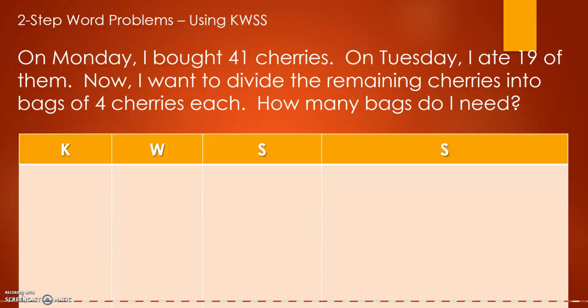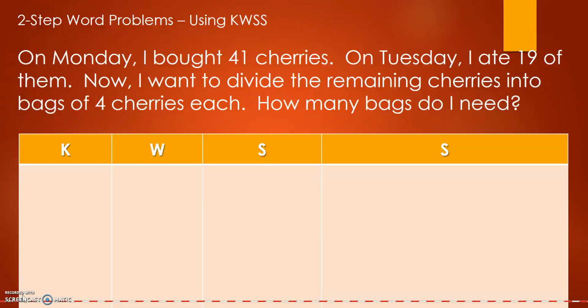On Monday, I bought 41 cherries. On Tuesday, I ate 19 of them. Now I want to divide the remaining cherries into bags of 4 cherries each. How many bags do I need? Go ahead and pause the video, draw a KWSS chart in your notes, and think about what do you know.